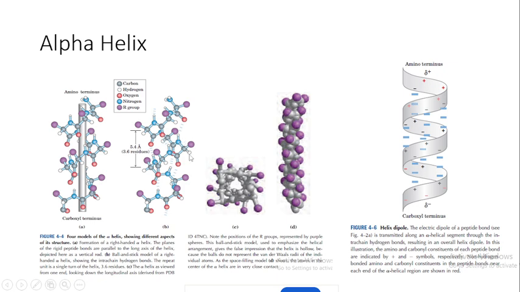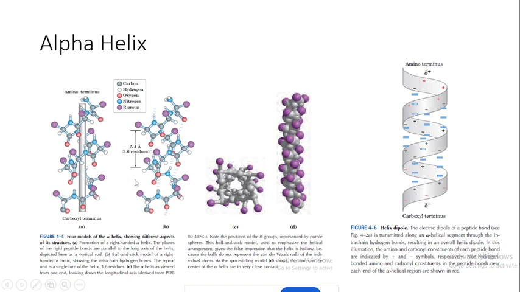Similarly, the CO group of the 11th amino acid will interact with the NH group of the 15th amino acid. That's why this bend happens, and so these molecules take the shape of a helical bend. This is called alpha helix. It is made up of loops: this is one loop, this is the second loop, this is the third loop.